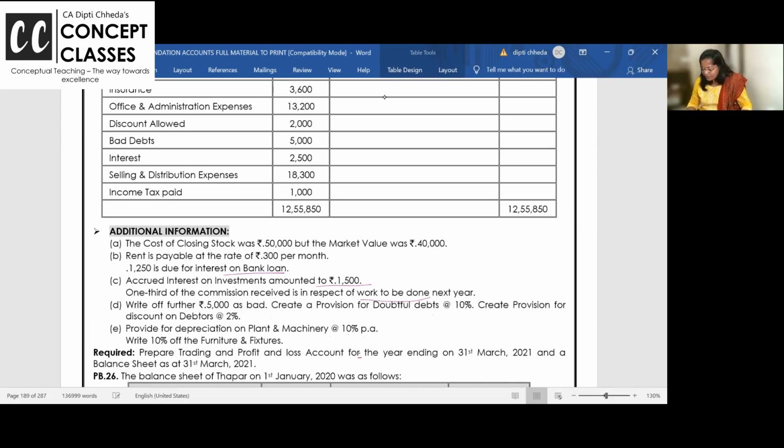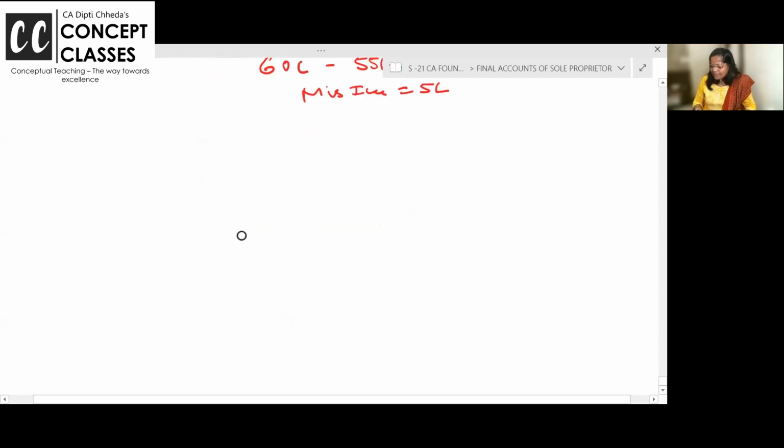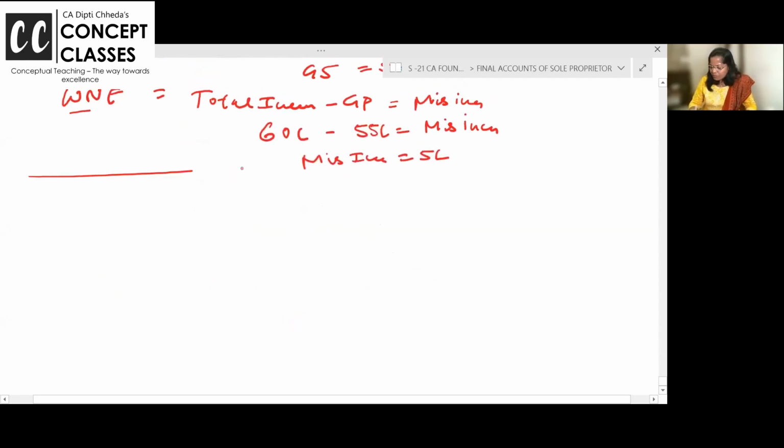Shall we start? In your notebook, pick up a fresh page, one full page: one-fourth page for the trading account, three-fourths for the P&L. Next whole page, balance sheet. Particulars, amount, particulars, amount. Make it, we will do it together. Let us see how much time we take. It is having too many adjustments. Not difficult, it's going to be lengthy.